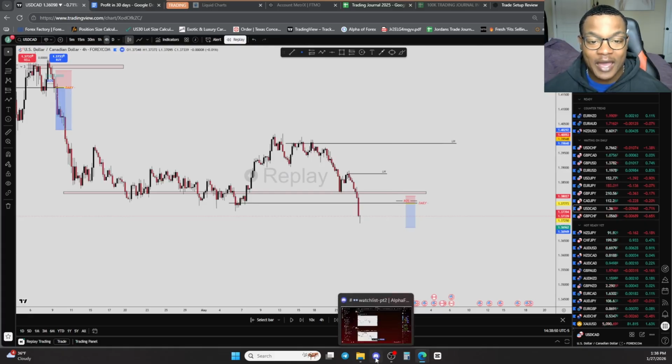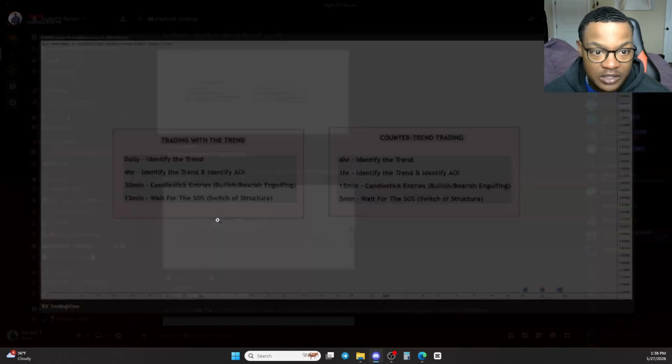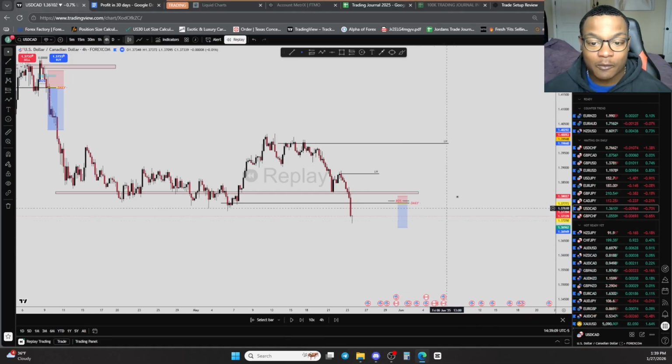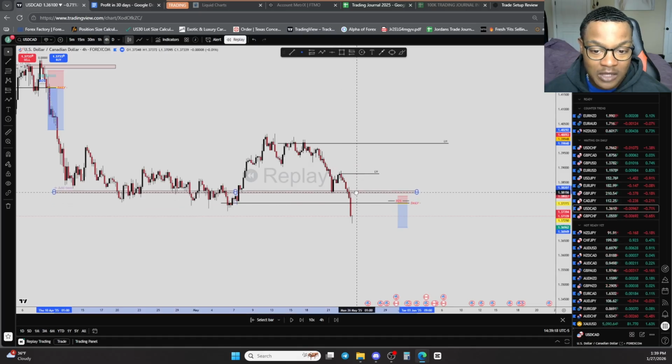Well, if we go back towards the Discord, we go to the playbook strategy and we look at this. What can we see? Trading with the trend. I know that my daily and my 4 hour are in sync. I've already identified my trends. Now, how can I find my area of interest? Well, like we just talked about, finding your area of interest is just the last break of structure. So as soon as we saw this last break of structure on the 4 hour, this is when I marked it off with my box tool.